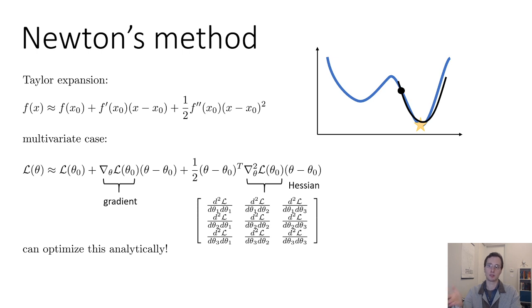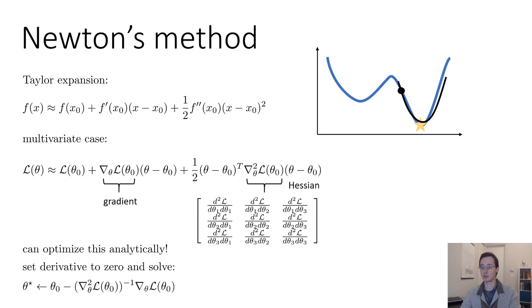So if we want to find the value of theta that minimizes this approximation, we just set the derivative to 0 and we solve. And we get the update theta star is equal to theta 0 minus the inverse of the Hessian times the gradient. Okay? I'm not going to go through the math for this, but if you want to work this out at home, just take the approximation that I've written out here, compute its derivative, set that derivative to 0, and then solve for the resulting value of theta. And you're going to get exactly the thing that I have in the bottom left of the slide.